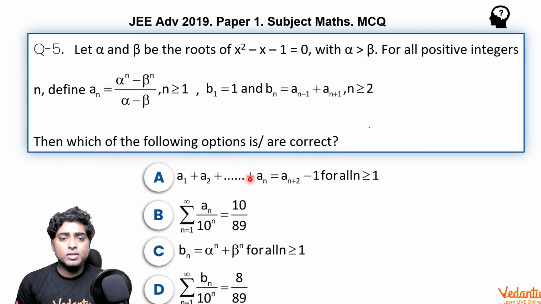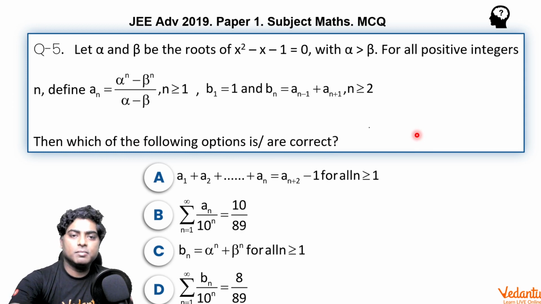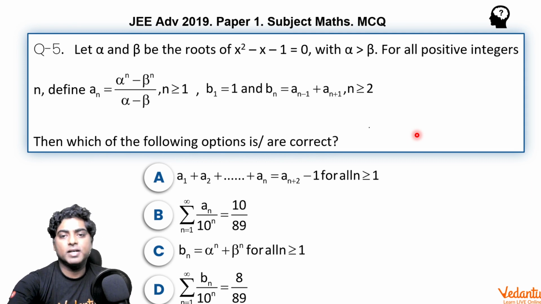When we look at options A and B, only they are concerned with the values of an. In options C and D, bn's are taken. bn's are required to be checked. So the question looks lengthy, but I'll show you how we can check these options correctly and quickly. Coming to the first option, a1 plus a2 plus up to an is equal to an plus 2 minus 1 for all n greater than or equal to 1. We have to check whether it is correct or not.